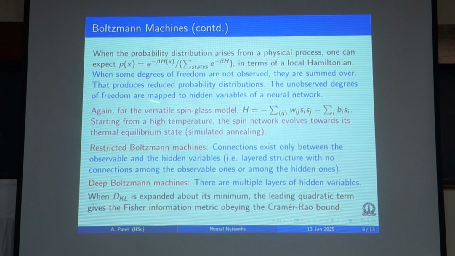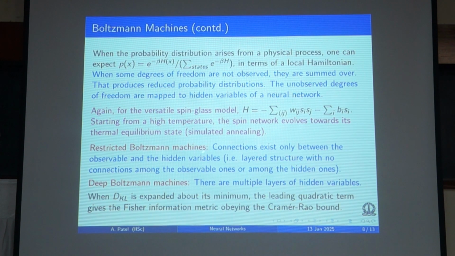But again, the problem comes in that these Wij are too many. It's basically interaction of every spin with every other spin in the network, and if you do that, computational time becomes very large. So these Boltzmann machines are simplified.